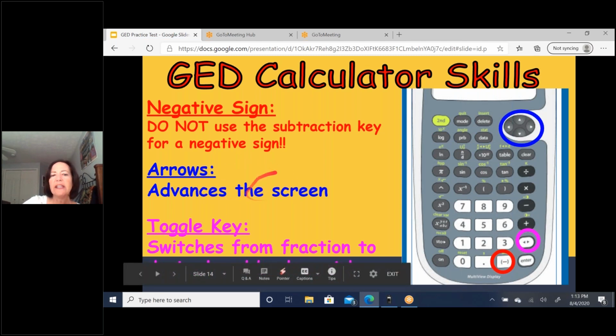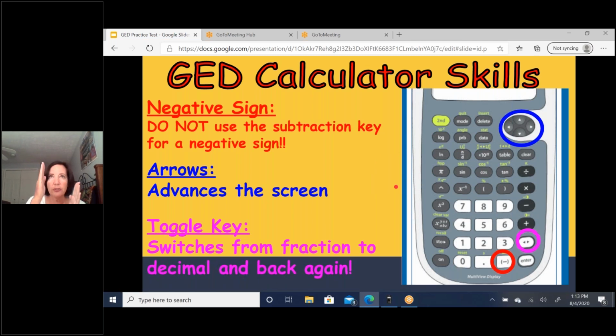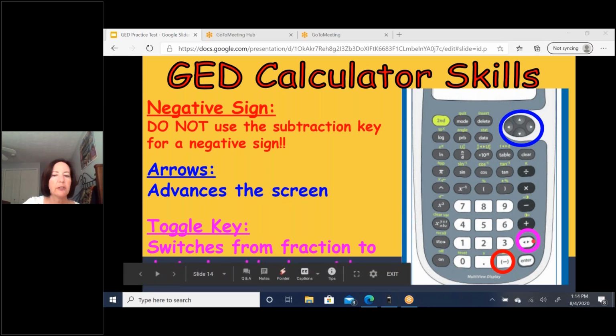The arrows, anytime you're working on a function and you can't get the blinking cursor to go where you want it, you need to use these arrows that I have circled in blue. And then the toggle key. If you get an answer that's a fraction and you need a decimal, press that toggle key, it will convert it for you, and it will also go from a decimal back to a fraction.